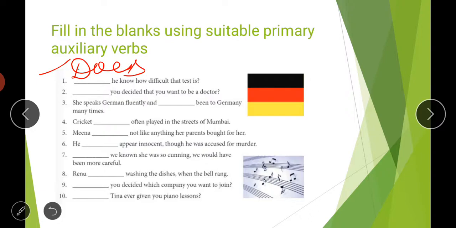Second: dash you decided that you want to be a doctor. So again we are asking a question. Here we will make the present perfect form. So, have you decided?